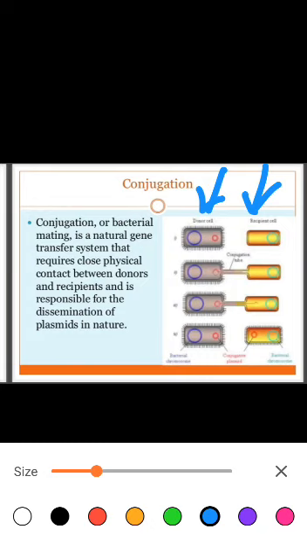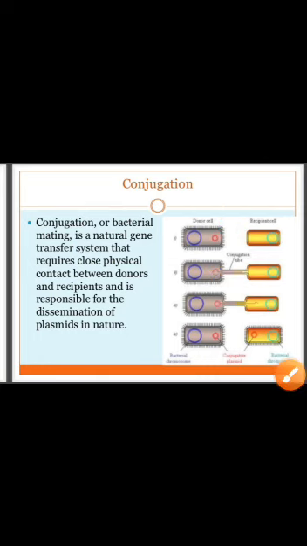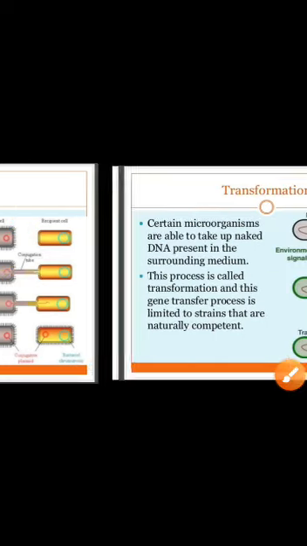And by the conjugation tube, the DNA genes are getting transferred, as you can see by this diagram. This red colored plasmid is getting transferred through a conjugation tube into a recipient cell. So by this method also we are just manipulating the genes in microorganisms.